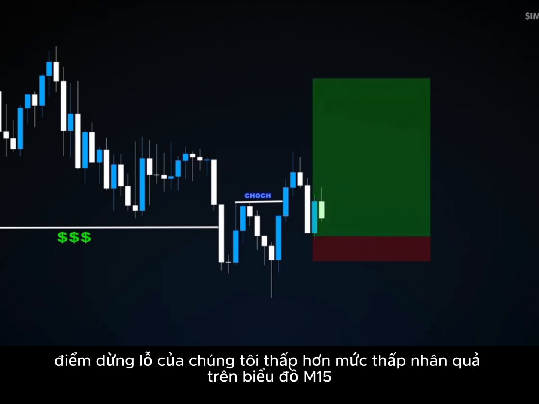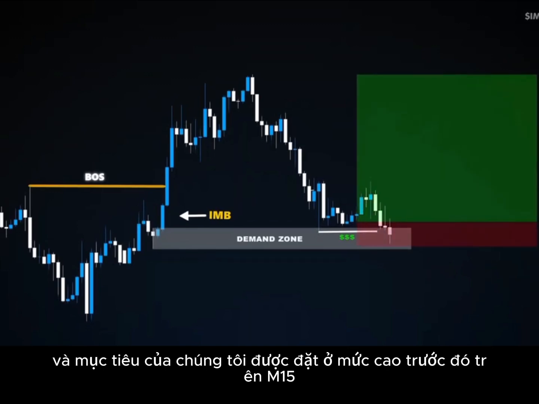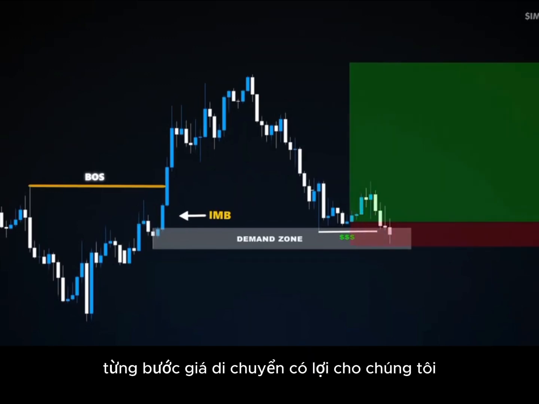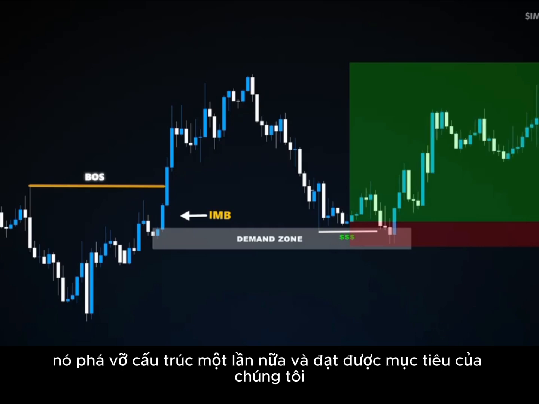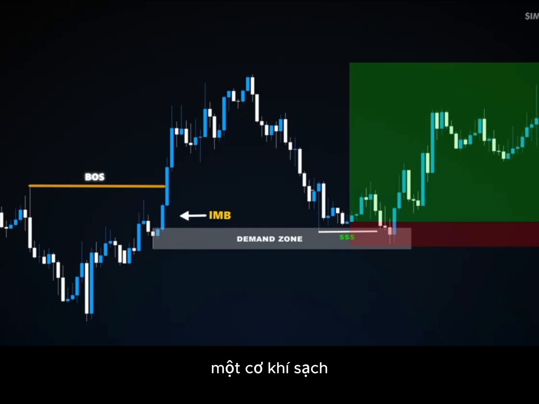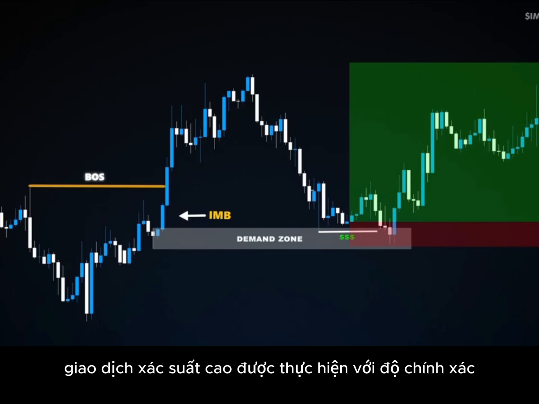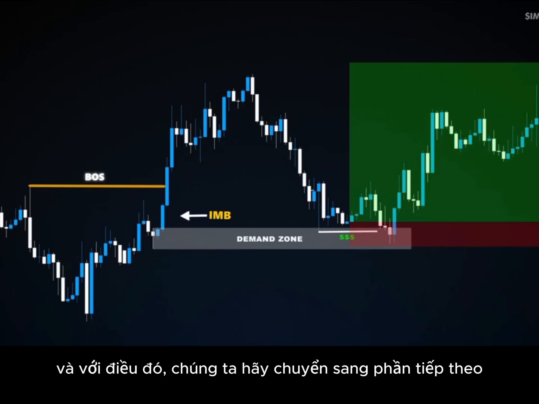Our stop loss goes below the causal low on the M15 chart, and our target is set to the previous high on M15. Step by step, price moves in our favor. It breaks structure again and hits our target. A clean, mechanical, high probability trade, executed with precision. And with that, let's move on to the next topic.